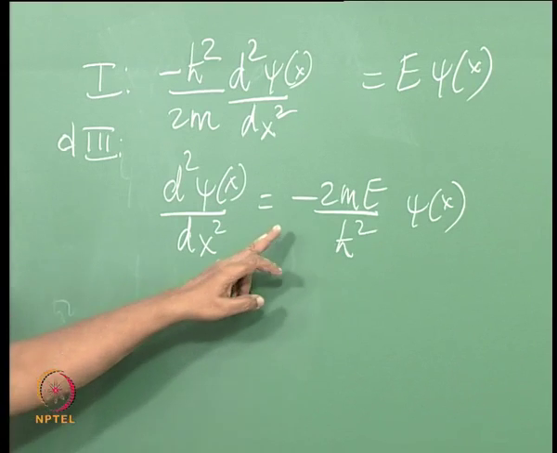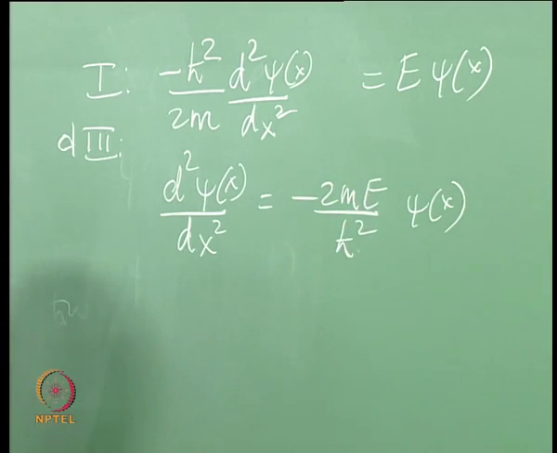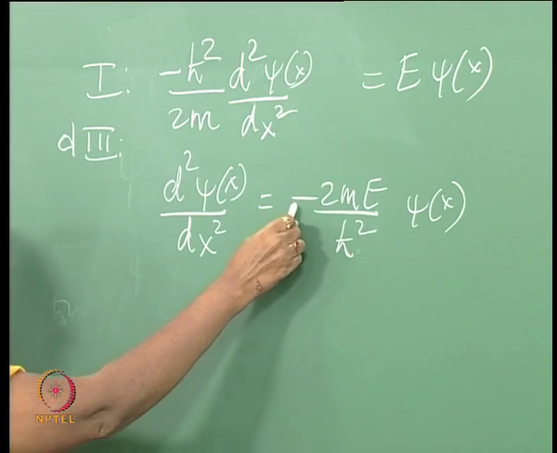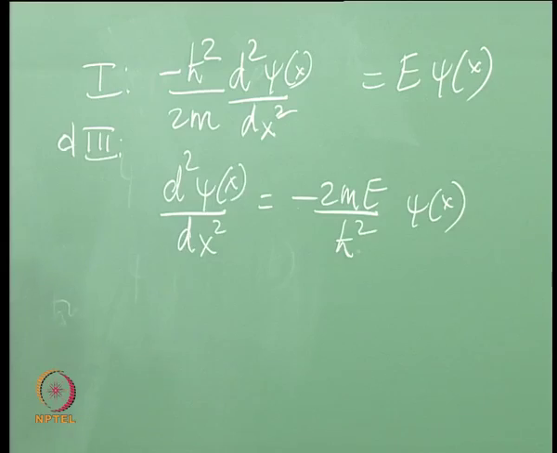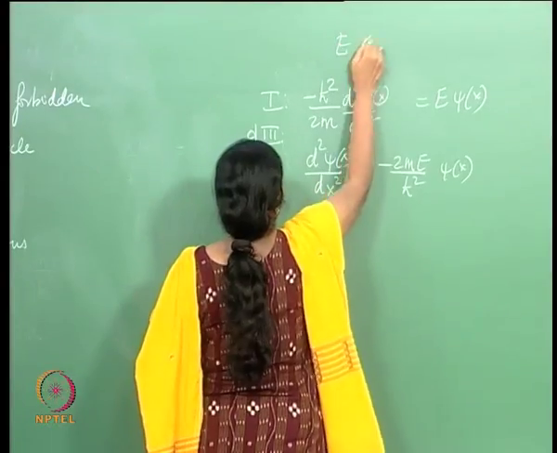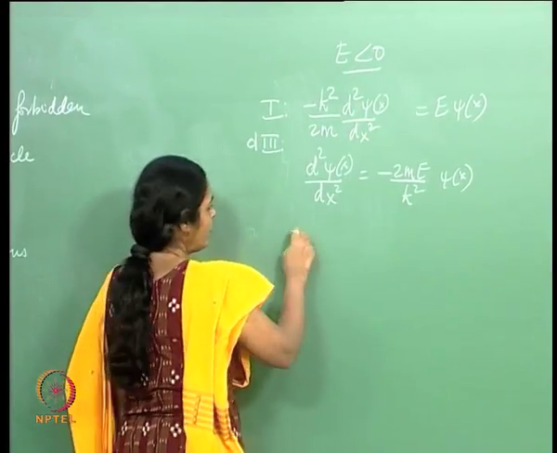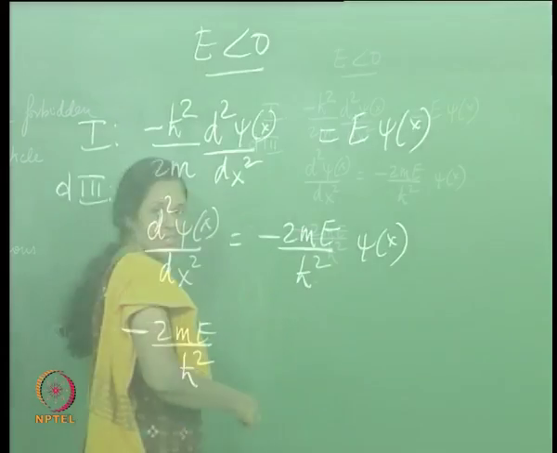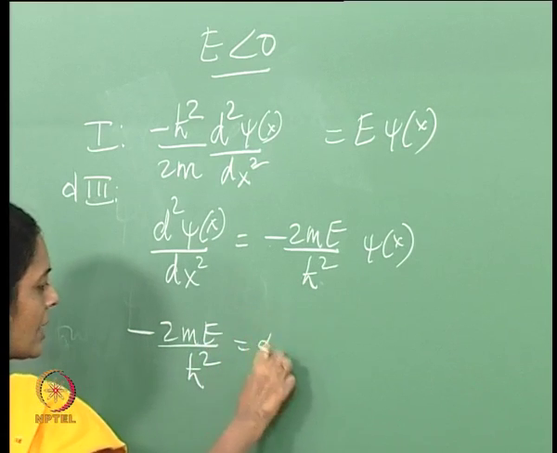Look at this object, minus 2mE by ħ squared. E is less than 0, and there is an overall negative sign. We are looking at bound state problems, and therefore minus 2mE by ħ squared is a positive quantity. Let me call that alpha squared.